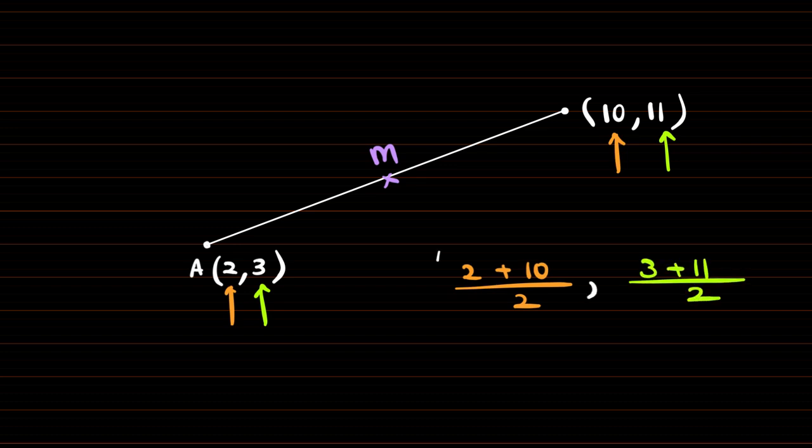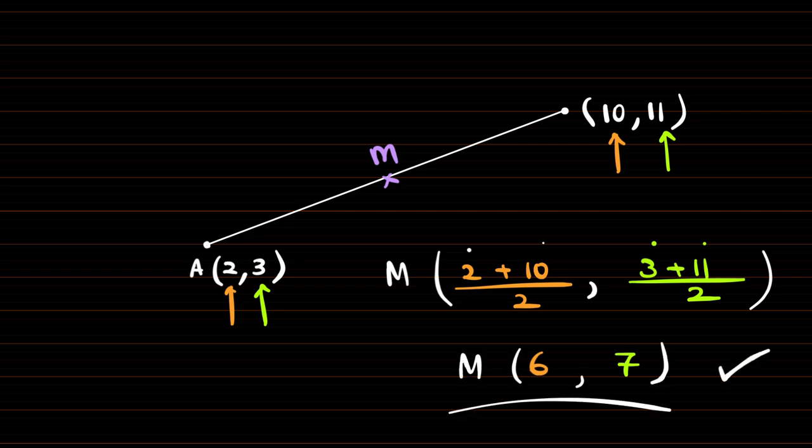So therefore, the coordinates of M are as follows. 2 plus 10 is 12. 12 divided by 2 comes out to be 6. And similarly, 3 plus 11 is 14. 14 divided by 2 is 7. So therefore, the coordinates of M are 6, 7. That is how the coordinates of midpoint is evaluated.